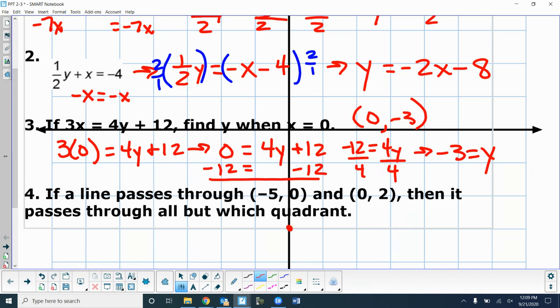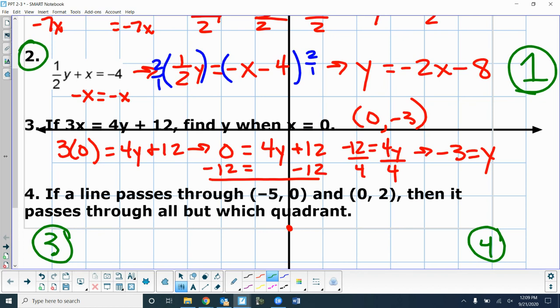And then number 4, which quadrant doesn't that line pass through? 1, 2, 3, or 4? 4. It goes through 1. Here's 1. Let's do different colors. This is quadrant 1. Well, here's 2. And then down here's 3. And down here's 4. I went backwards. Okay, so that's where the quadrants are.